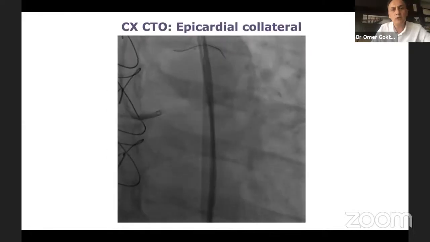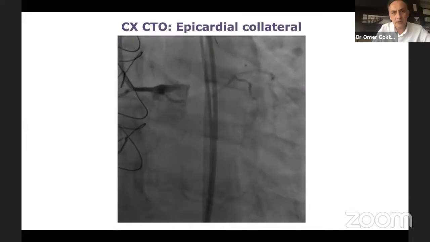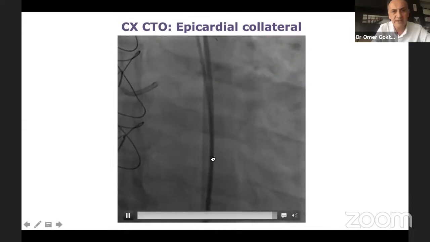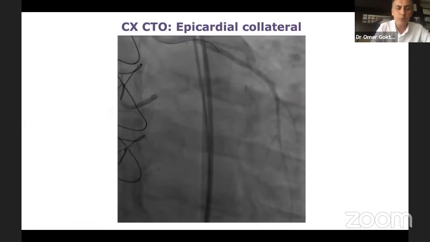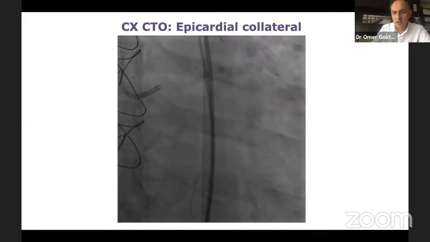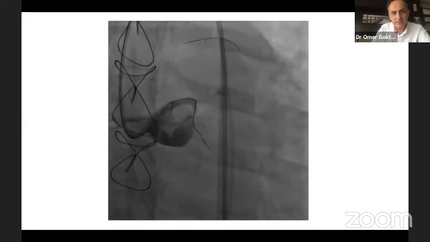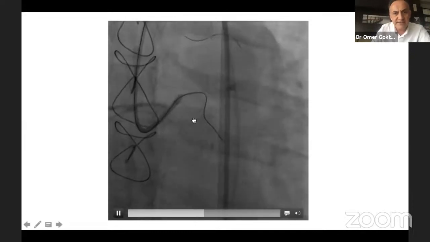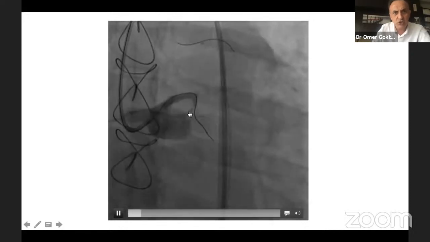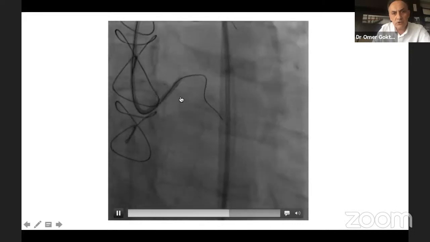We can use epicardial collateral. I will show you some examples. This is a post-CABG patient. We have here CTO of CX, and also CIRC. We can say that it's quite a difficult case. We tried to do it antegradely, but we failed. We tried, we failed, and I see that this collateral goes to distal CIRC. I see that. I will show you that. I did here also.